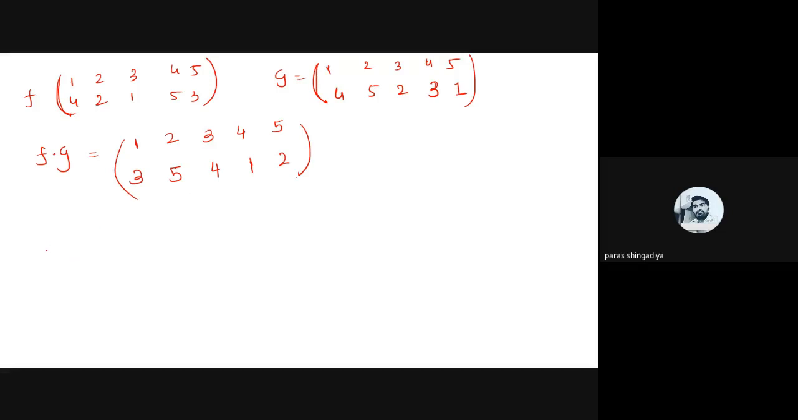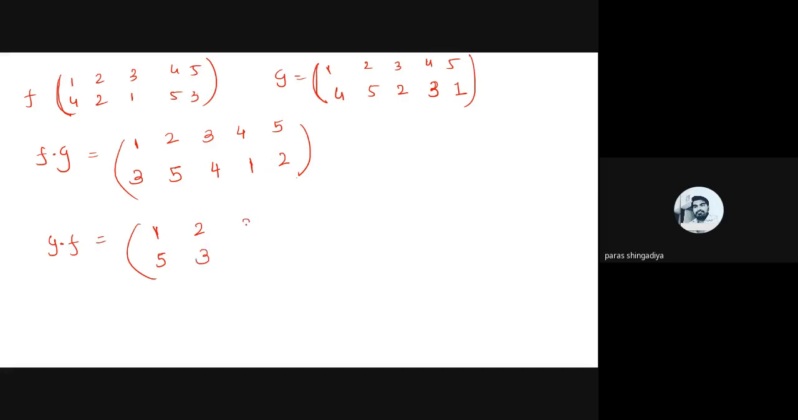Now let us check G dot F. Consider G first and map it to F. So 1 goes to 4 in G. What is the output of 4 in F? That is 5, so here you will get 5. Then next is 2. 2 goes to 5, and the output of 5 in F is 3, so it is 3 here.